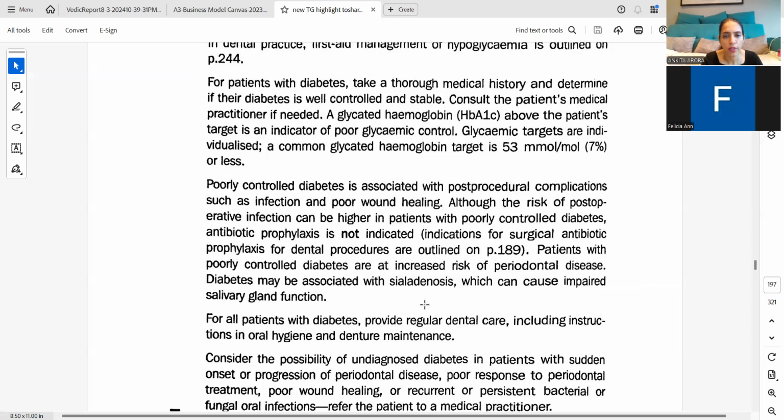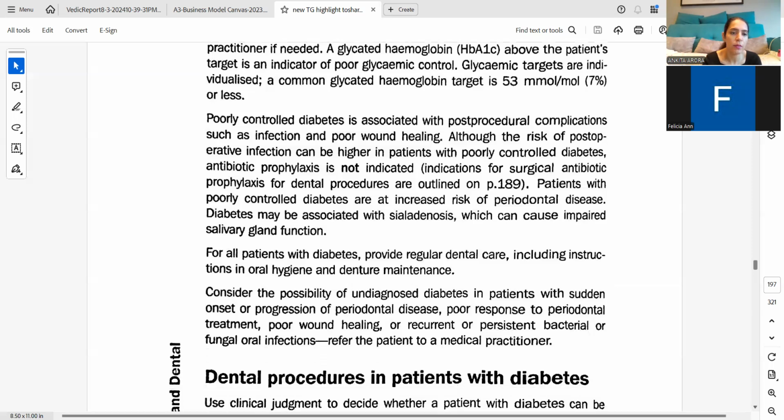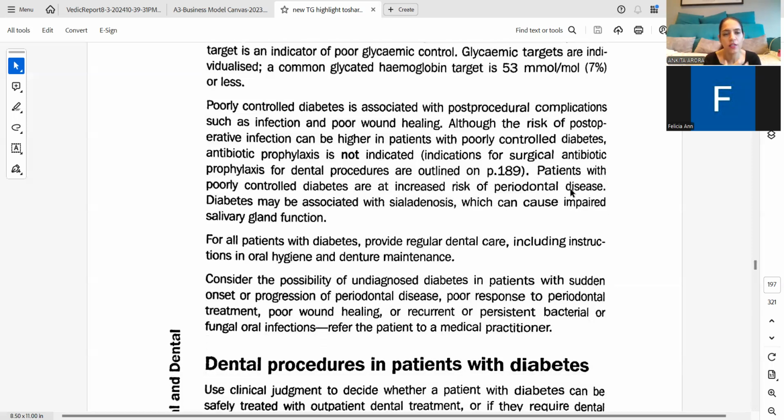Patients with poorly controlled diabetes are at increased risk of periodontal disease. We know that periodontal disease is one of the complications of poorly controlled diabetes. Sometimes dentists are the ones who diagnose diabetes because of seeing such bad gum health. It is vice versa too. They can send patients for a blood checkup to get a blood sugar test done. And yes, that is one way of doing that.